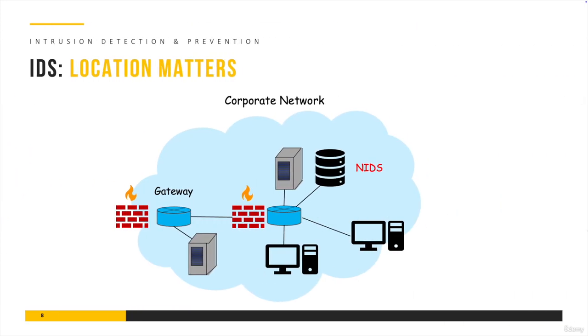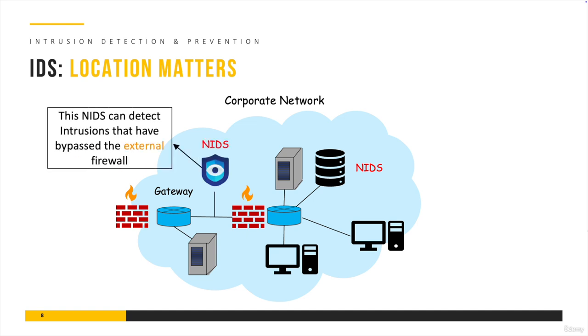Now, the way that you have architected your system in terms of security matters a lot. The location where you place these NIDS matters a lot. For example, if you place it here, this NIDS can detect intrusions that have bypassed the external firewall. Your first line of defense was this external, public-facing firewall. But if malicious traffic has somehow bypassed it, then this NIDS is going to detect that traffic.